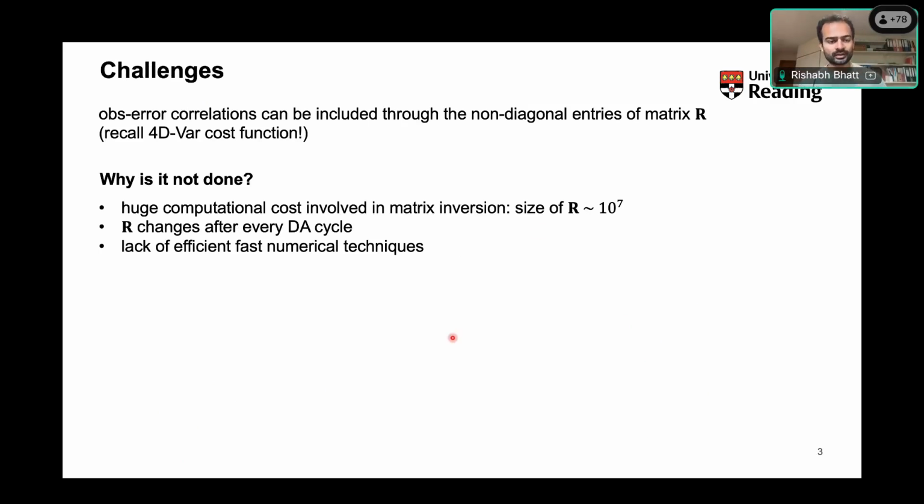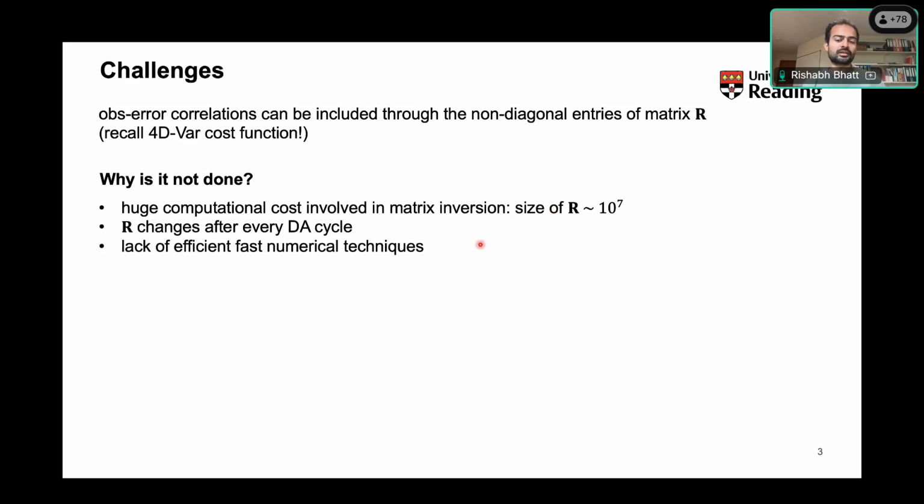And why is it not done? Well, if you just look at a single cycle within data assimilation, you have millions of observations, and your matrix R, the observation error covariance matrix, would be of the order of, let's say, 10 to the power 7. It's not computationally feasible to do a matrix inversion. You could even try with a 10,000 by 10,000 matrix. It would take you ages because it's really computationally expensive.